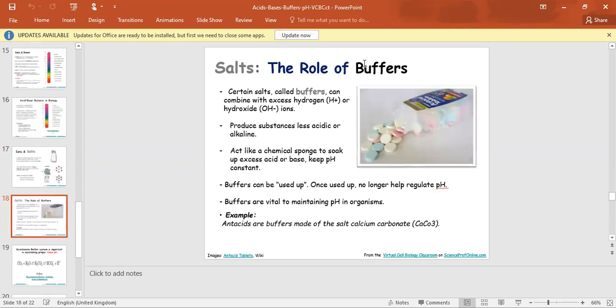Salts: the role of buffers. Certain salts called buffers can combine with excess hydrogen or hydroxide ions to produce substances less acidic or alkaline. They act like a chemical sponge to soak up excess acid or base and keep pH constant. Buffers can be used up. Once used up, they no longer help to regulate pH. Buffers are vital to maintaining pH in organisms. Example: antacids are buffers made up of the salt calcium carbonate.